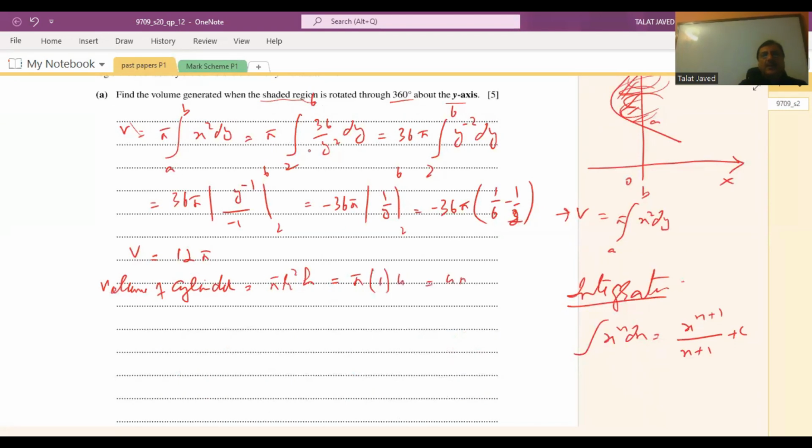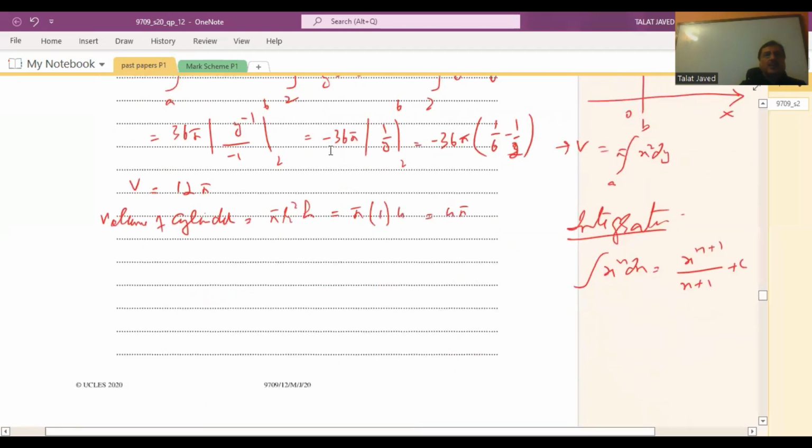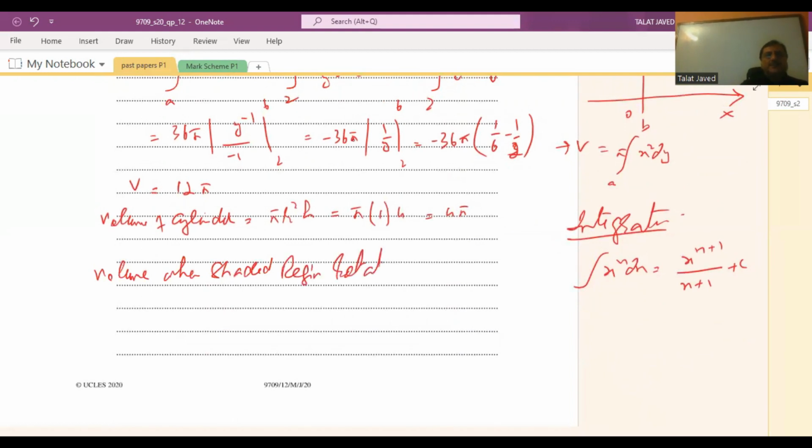So this is 4 pi. So the volume of the shaded region, when the shaded region is rotated 360 degrees about the y-axis, is equal to 12 pi minus 4 pi, and this will be equal to 8 pi. So this is the answer.